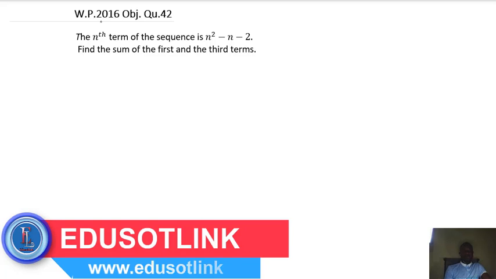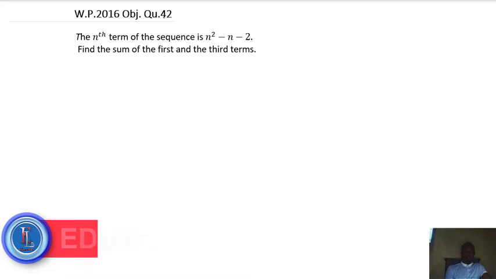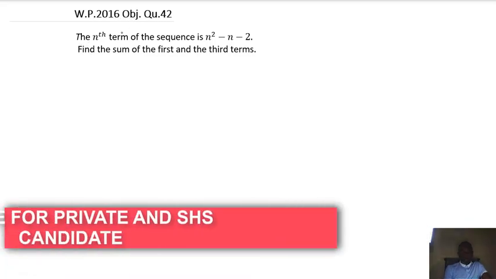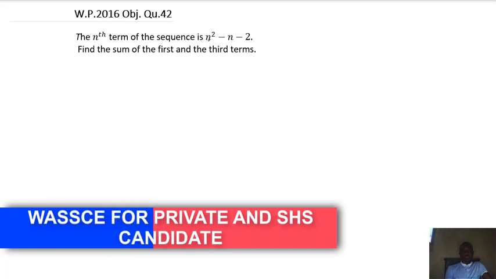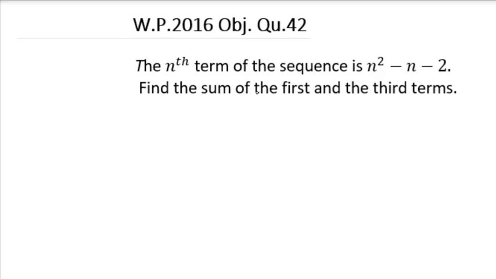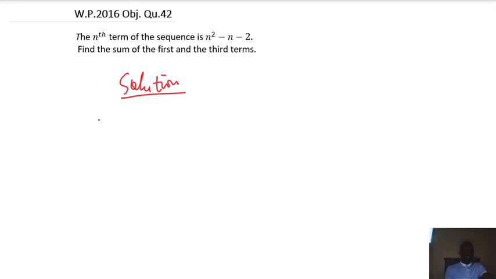Today we are going to do WASSCE Private 2016 objective question number 42, and this is the question. The nth term of a sequence is n squared minus n minus 2. Find the sum of the first and the third term. So we have, let Un be equal to n squared minus n minus 2.